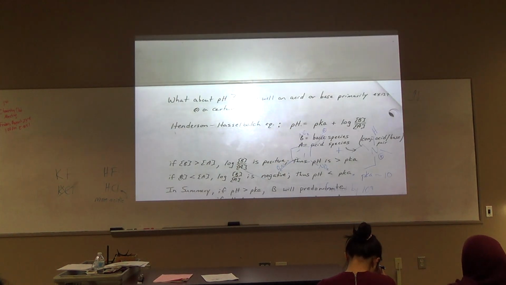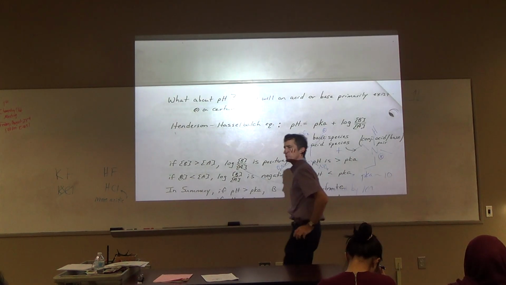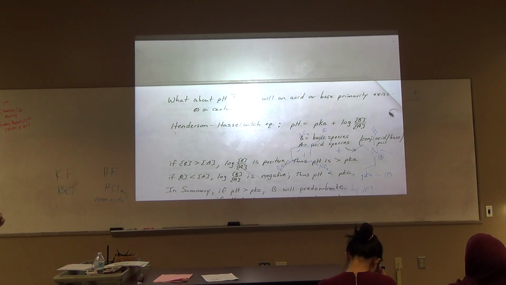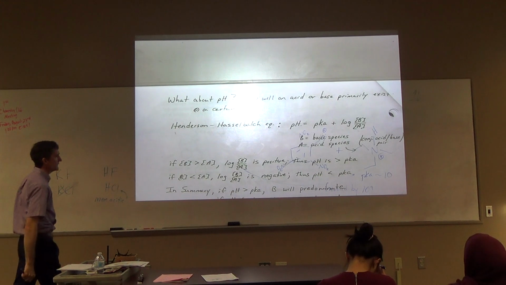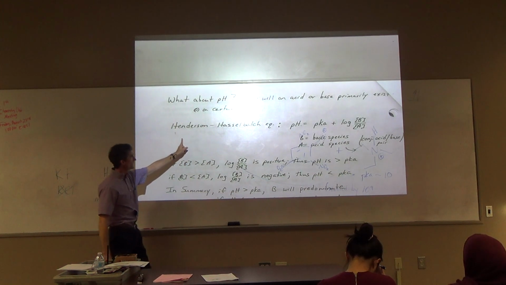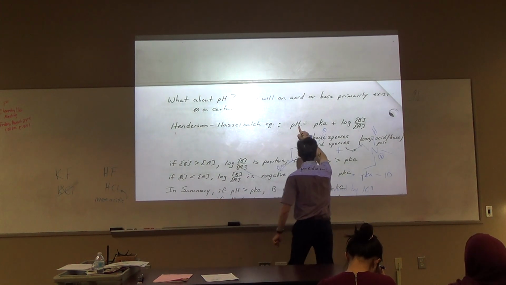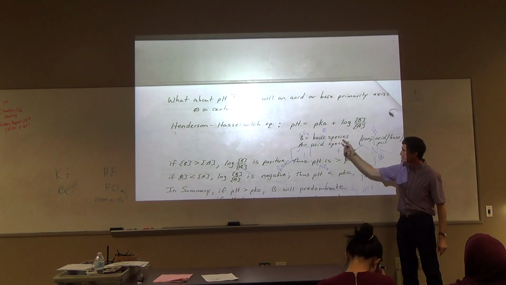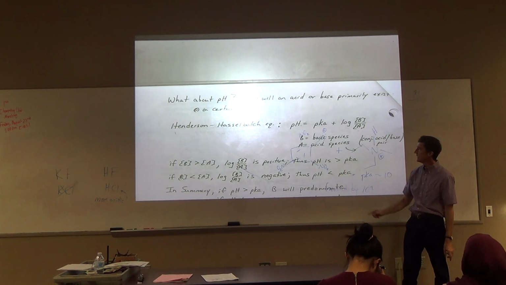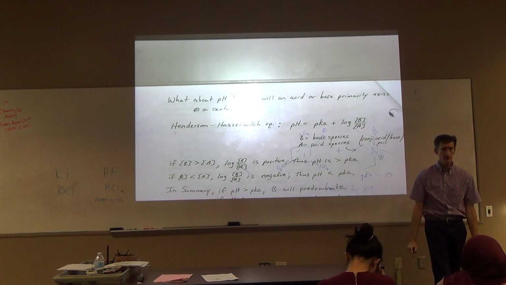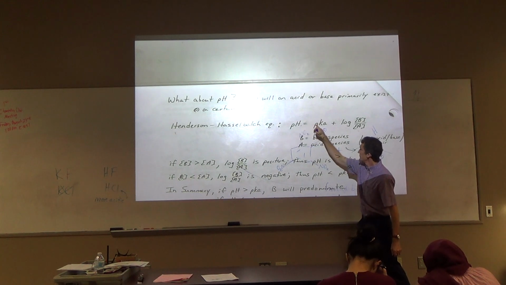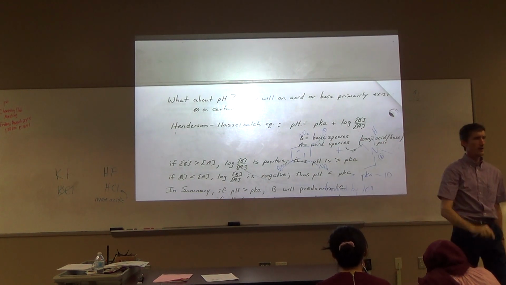Okay, next topic is what about pH? I think this is the last main topic of the handout. How will an acid or base primarily exist at a certain pH? There's an equation called the Henderson-Hasselbalch Equation that says this: pH equals pKa plus log of B over A. B is the basic species, or the conjugate base. A is the acidic species, or conjugate acid. We'll show examples of what we mean here. You've got 3 variables. If you know 2 of them, you can solve for the other one.